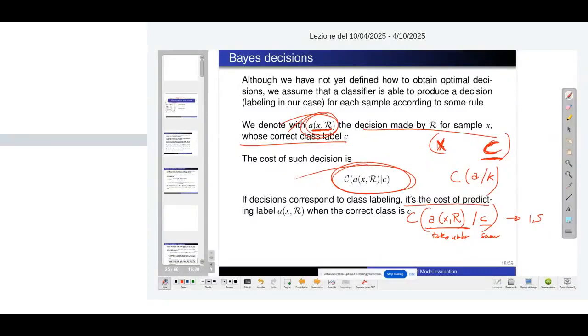So if the actions are labeled, then it's the cost of predicting this label A of X when the class label is actually C. But again, here we try to be a bit more general. When we need to specialize, we will also only consider the case where actions are predicted labels, but what we say can always be considered in an extended way.